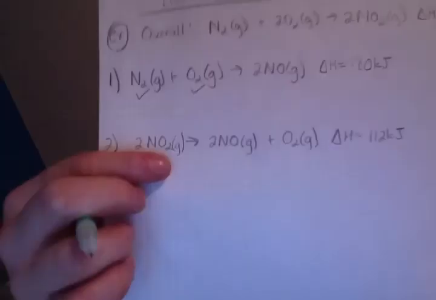Okay, so we're going to look at our next equation. It says 2NO2 in the reactant, and then yields 2NO plus O2. Okay, so we have the 2NO2 in the reactant here, and we want to get that in the product, so we're going to flip it. And you're going to do 2NO plus O2 yields 2NO2, delta H equals negative 112 kJ. And it's negative now because you flipped it.